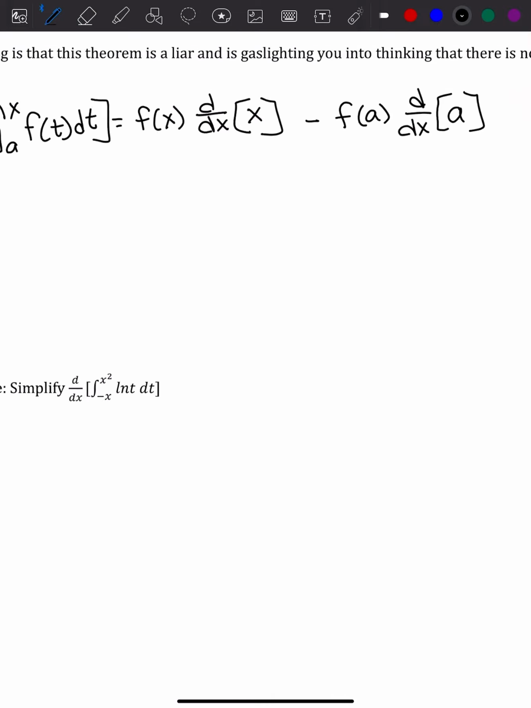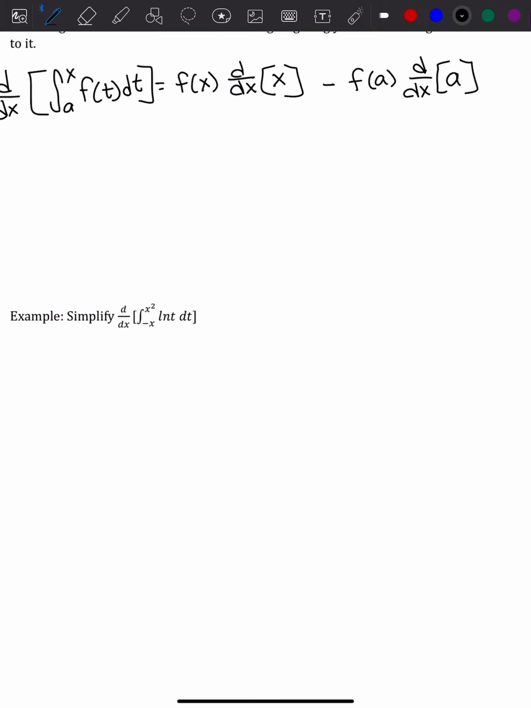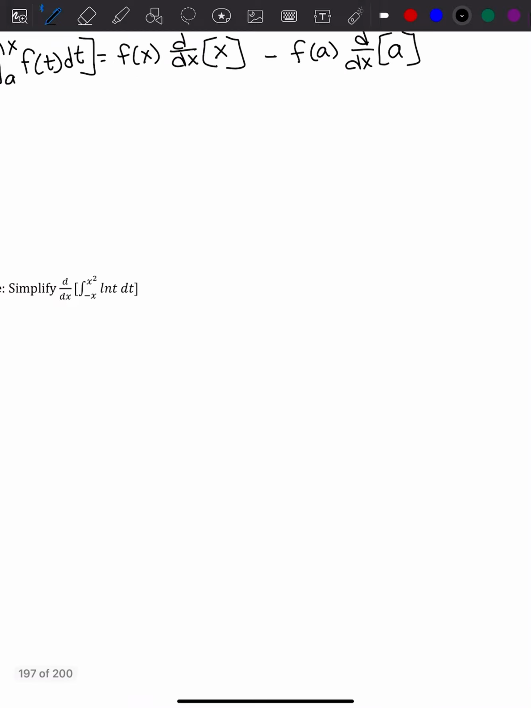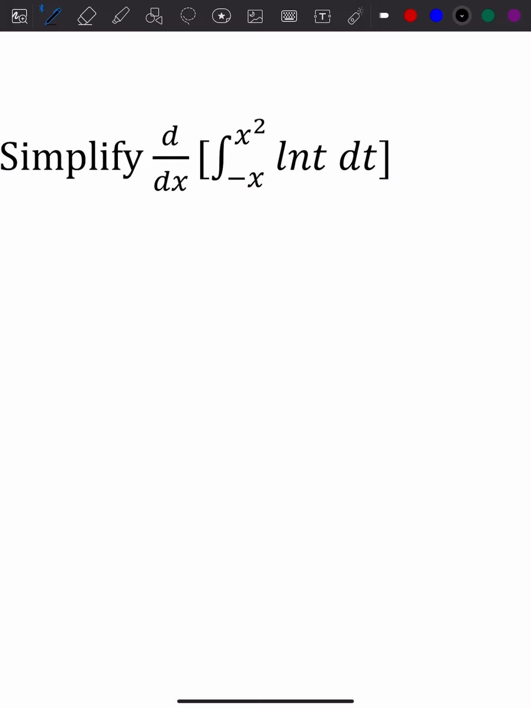So I like to call this the liar theorem, or talk about how it's gaslighting us, because there is more to it than we actually think. And it becomes apparent when we have bounds that are not just x to the first power, or we have more than 1x.